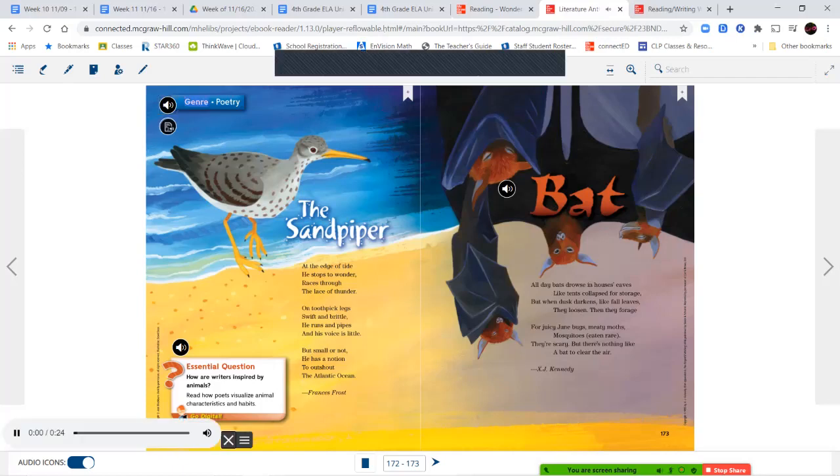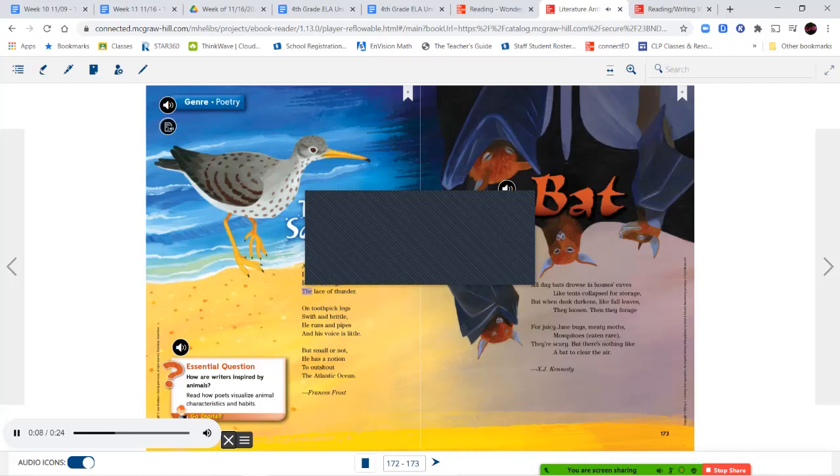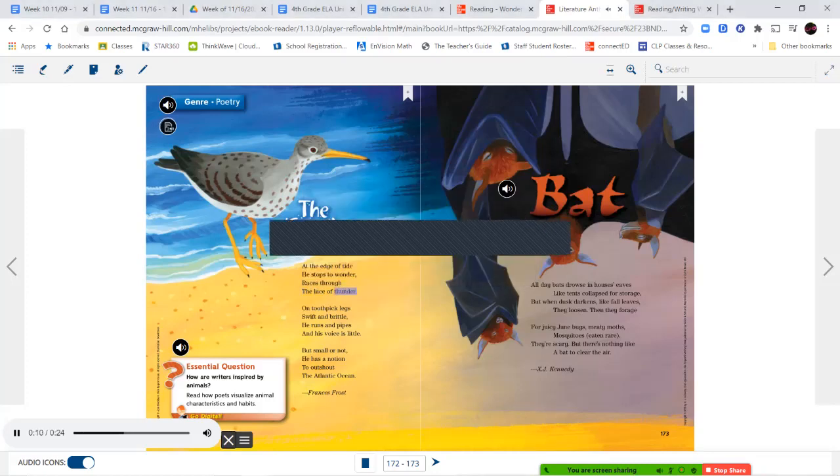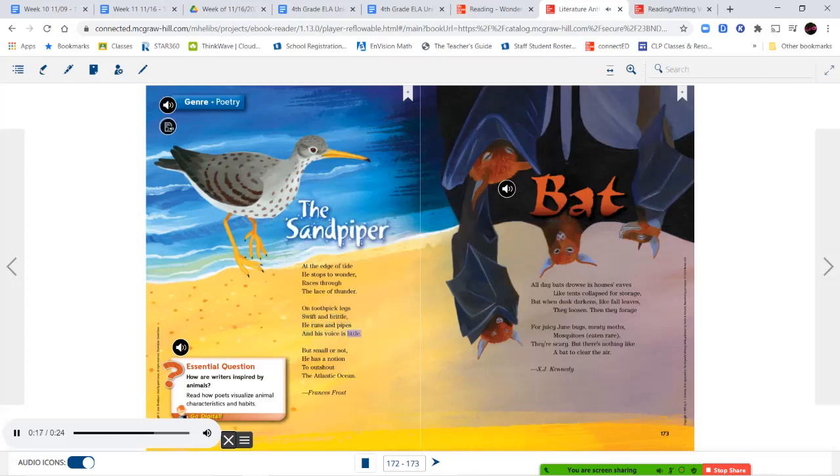Genre: poetry. The Sandpiper. At the edge of tide, he stops to wonder, races through the lace of thunder. On toothpick legs, swift and brittle, he runs and pipes, and his voice is little. But small or not, he has a notion to outshout the Atlantic Ocean. Francis Frost.